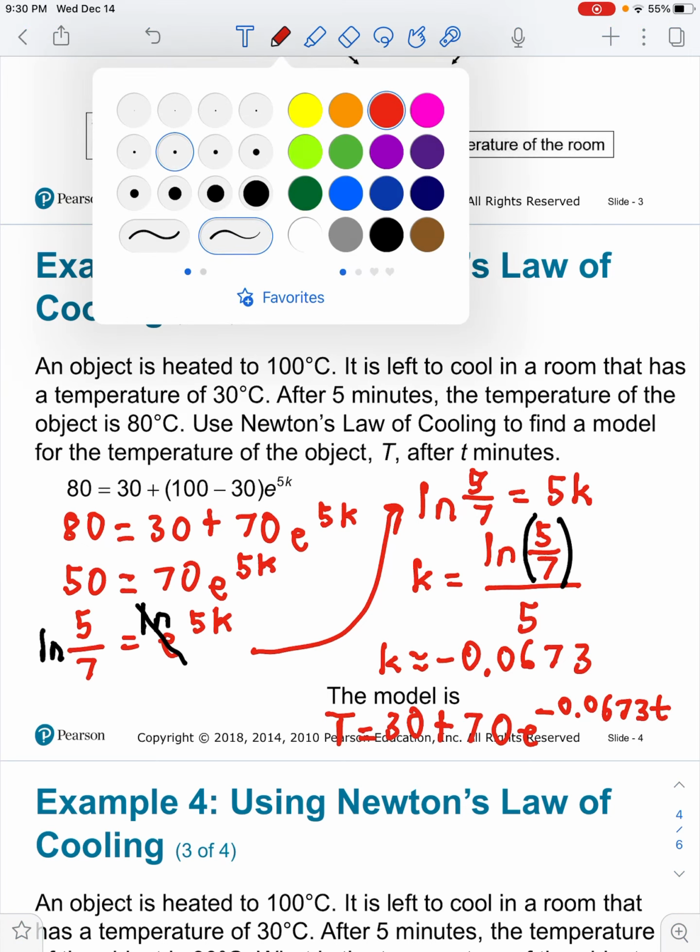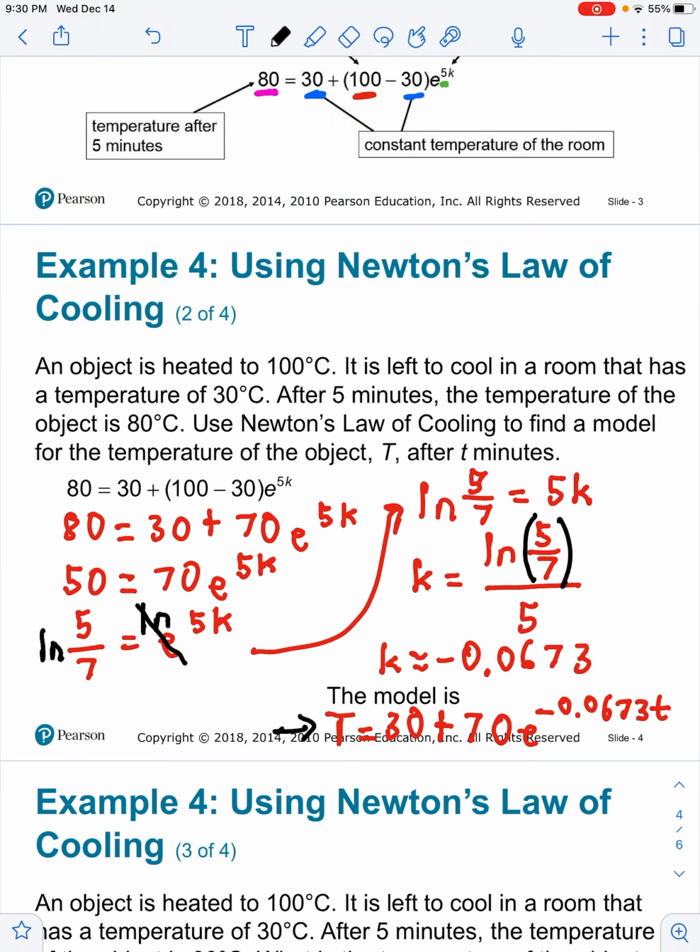And that is the generic model that I can use for problems associated with this situation. I kind of want to say it's our scenario that we have. An object is heated to 100 degrees. It's left to cool in a room that has a temperature of 30 degrees. After 5 minutes, the temperature of the object is 80 degrees. And so our generic equation has the temperature of the surrounding room as 30, and if the initial object is heated to 100 degrees, when you subtract, that is why we have 70 in our model.